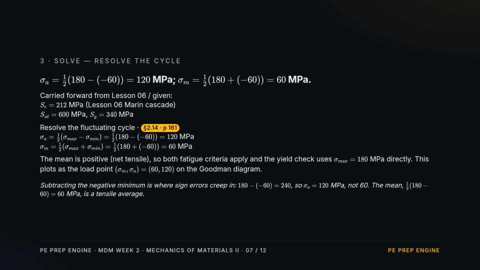Solve. Part 1. Resolve the cycle. Carry the endurance limit forward from Lesson 6 and take the ultimate and yield strengths as given. The alternating stress is half the range, and the trap is subtracting a negative minimum, which widens the range. The mean is the average of the peak and valley, positive here, so the average stress is tensile. That plots as our load point on the diagram.